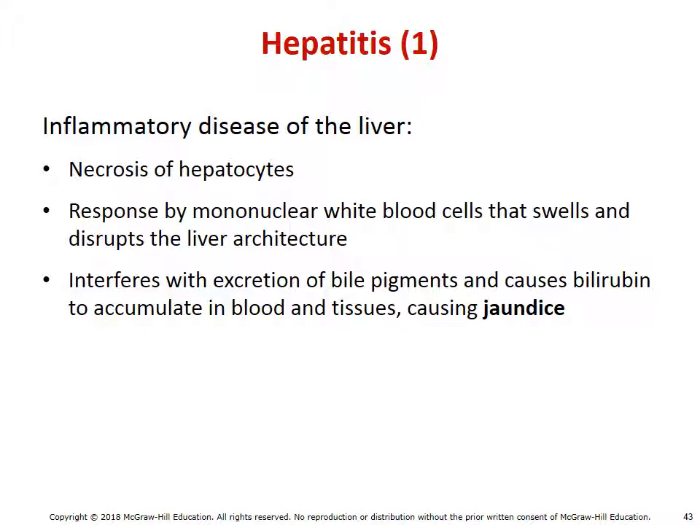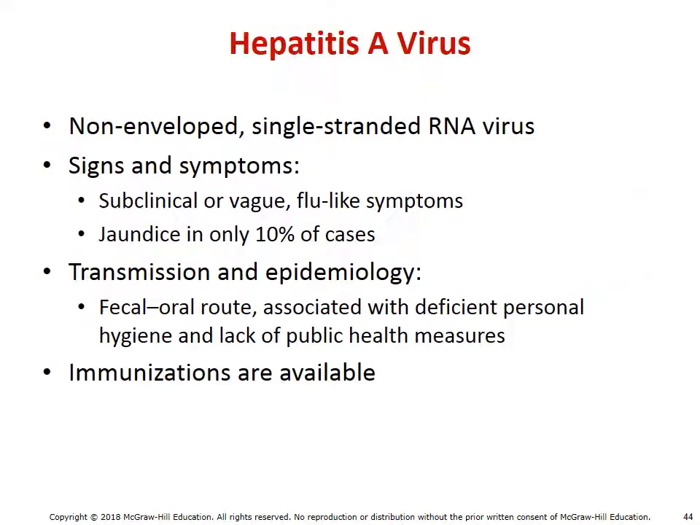That leads to jaundice. So jaundice is commonly associated with hepatitis. The idea here, though, again, all hepatitis will cause some degree of inflammation and damage to the liver. The question is how much. So let's start off with hepatitis A.